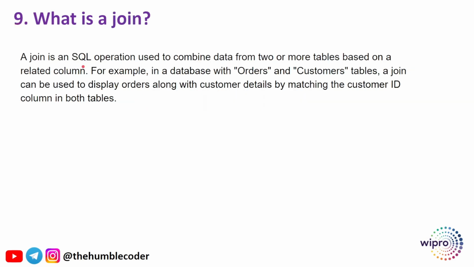Next is, what is a join? Again, very common and very basic question. A join is an SQL operation used to combine data from two or more tables based on a related column. For example, in a database with orders and customers tables, a join can be used to display orders along with customer details by matching the customer ID columns in both tables. Let's move on to the next question now.